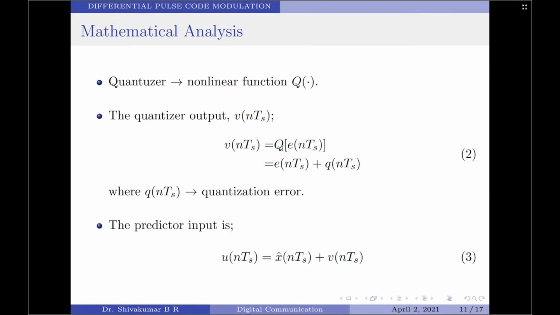Upon applying the quantization function, we can write this as e of nTs plus q of nTs, where q of nTs is the error that is produced by the quantization process. So, the output of the quantizer differs from the input of the quantizer by the quantization error. So, this is about the quantizer output.